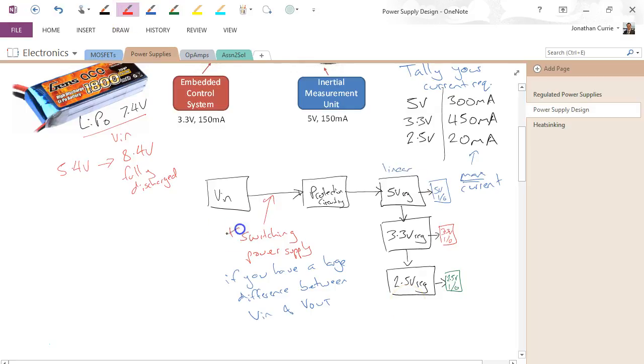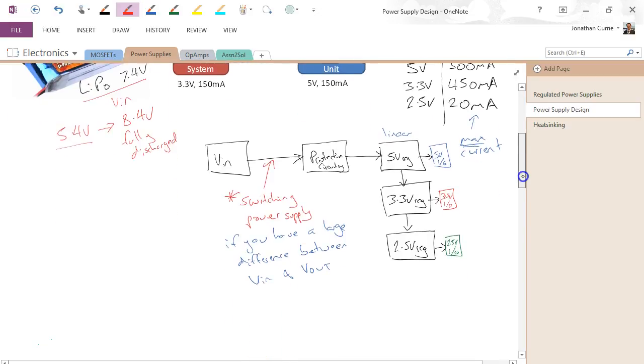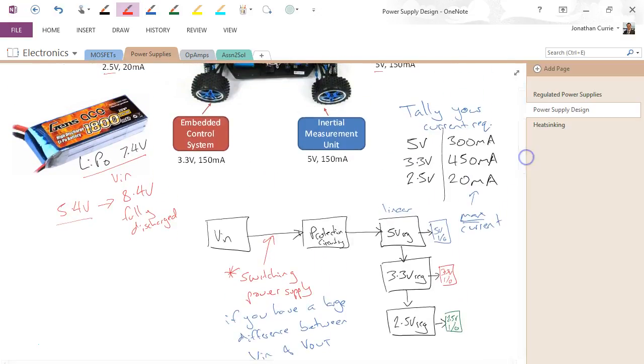So I'll put a little star here. That's optional if you have a large voltage difference. In our case, the minimum is 5.4 to 5, so we've actually got a very small voltage gap there. So a switching power supply is of no use here. But this is normally the way I go through it.